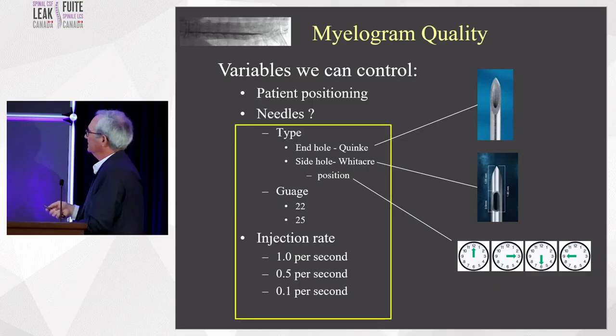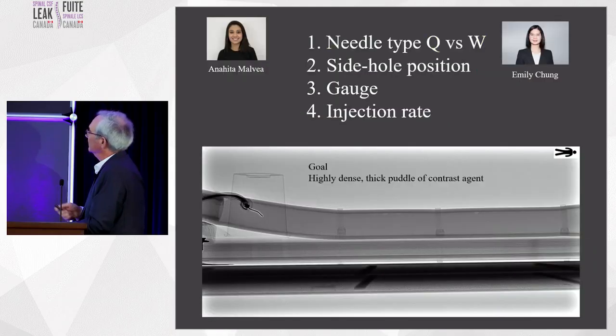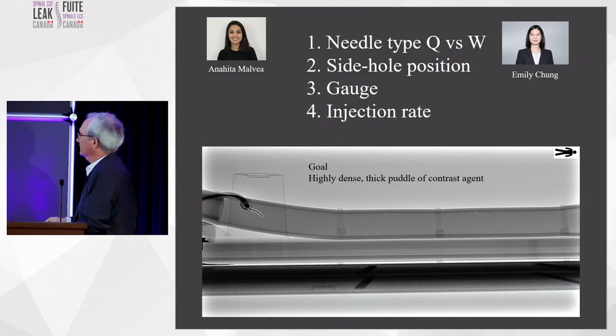So we took a look at this, and what can we do to make our myelogram better, make that puddle thicker and better? One of our residents, Anahita Malveya, and Emily Chung, one of our research technologists, got together and we put together a phantom. We built this little phantom out of a tube and an extension tubing, and there's the needle. And we tilted it a little bit just to simulate the thecal sac, filled it with saline, and injected Omnipaque 300 contrast material. We injected 5 cc's each time.